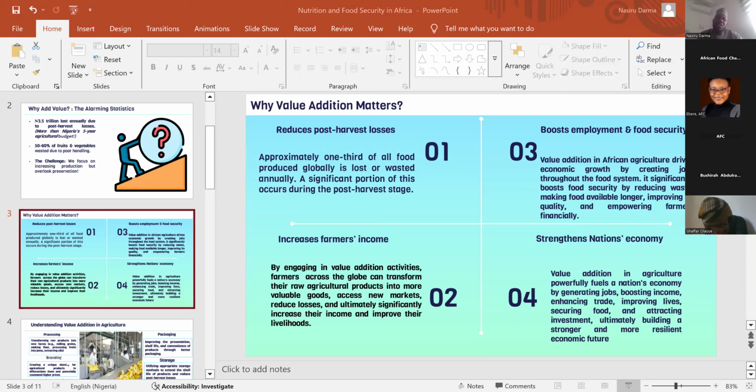Imagine, taking Nigeria as a case study, a situation whereby this 3.5 trillion naira is being put back into the economy. Definitely, this figure is going to strengthen the country's economy. So these are some of the reasons, not all of the reasons, but some of the reasons why value addition really matters. So let us understand what the opportunities are within this value addition, right?